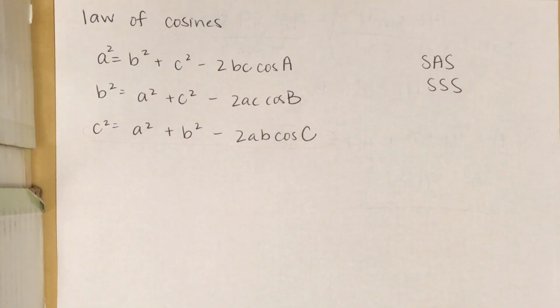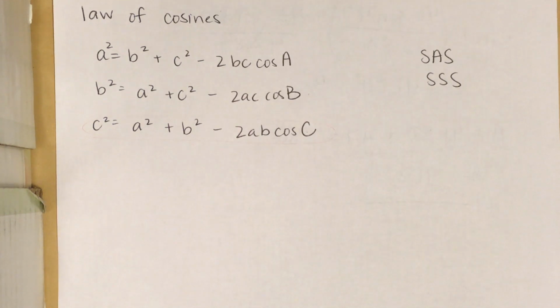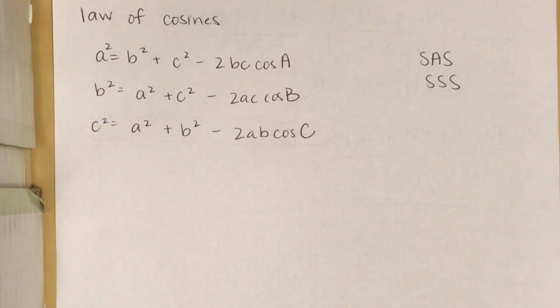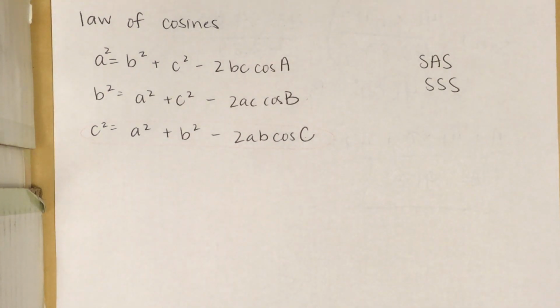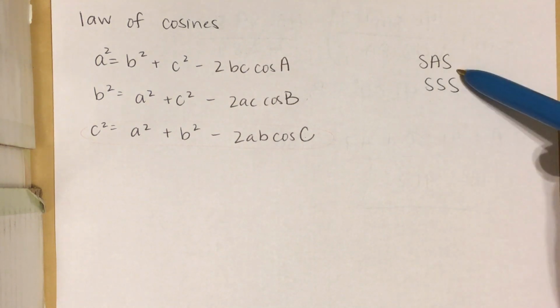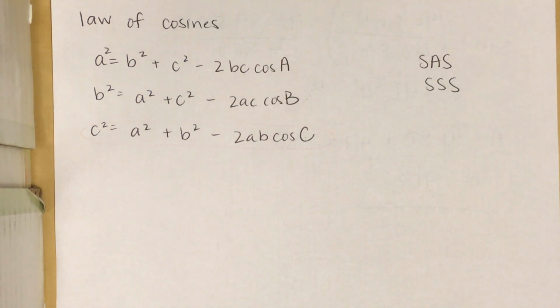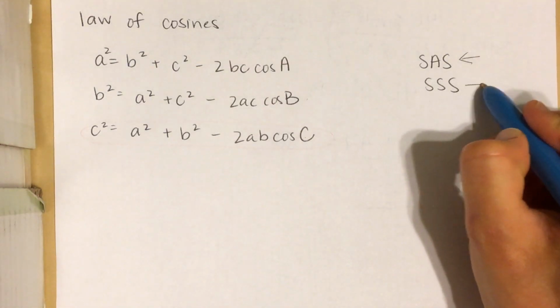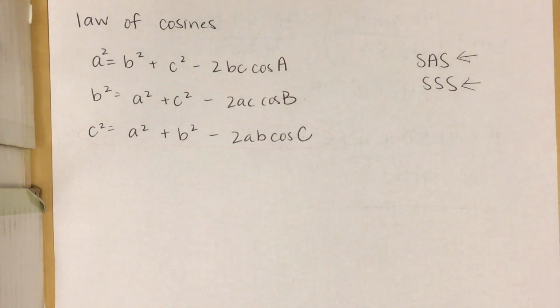Last video, I introduced you to the law of cosines. There are 3 different versions here. You choose which one works best for your situation depending on which sides and angles they give you. You use law of cosines specifically if you know all 3 sides of a triangle or if you know 2 sides and the angle between them. Last video talked about this situation. This video, we're going to do all sides.